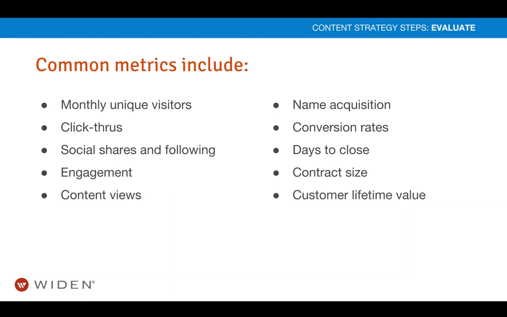These are some common metrics that I've seen from businesses all over the country and the world, common metrics that we like to use in our content strategy, things that we can measure. And that can include everything from web metrics like unique visitors and click-throughs to our social shares and how much following we're building, engagement with content. Some companies like to measure email name acquisition. That's part of their nurture process, and so it's a very important metric.